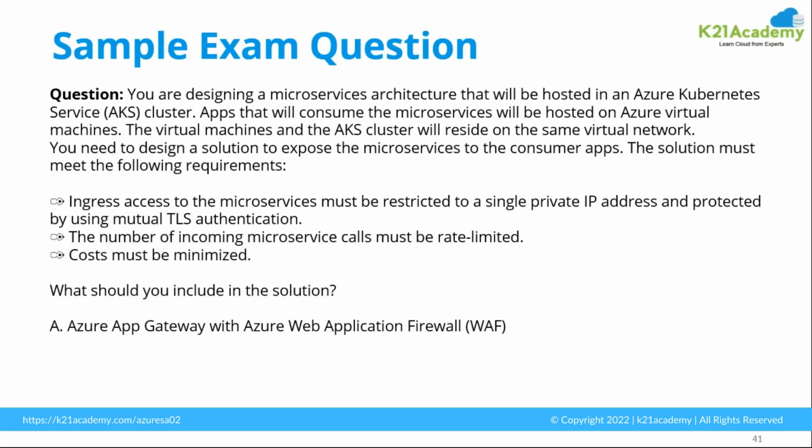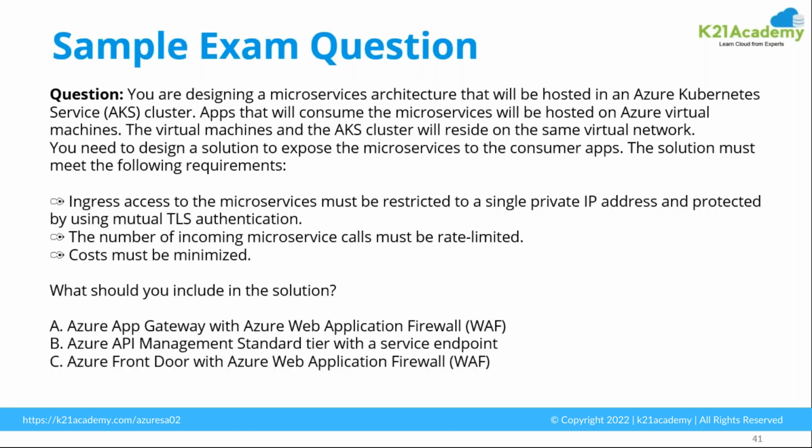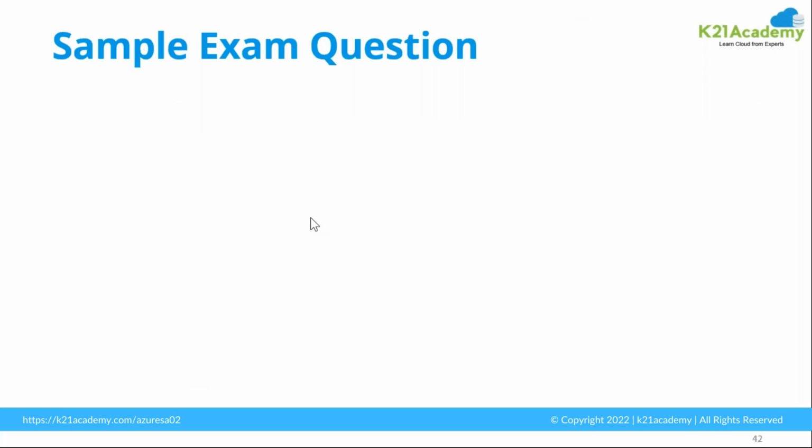Your Application Gateway with Azure Web Application Firewall, or Azure API Management standard tier with a service endpoint, or Azure Front Door and Azure Web Application Firewall functionality, or Azure API Management premium tier with Azure virtual network connection. Think, guys, your cost must be optimized. Keep an eye on that. I'm not going to give multiple hints. Is it B or D? What do you think, guys? Or is it A or C? Let's see the answer.